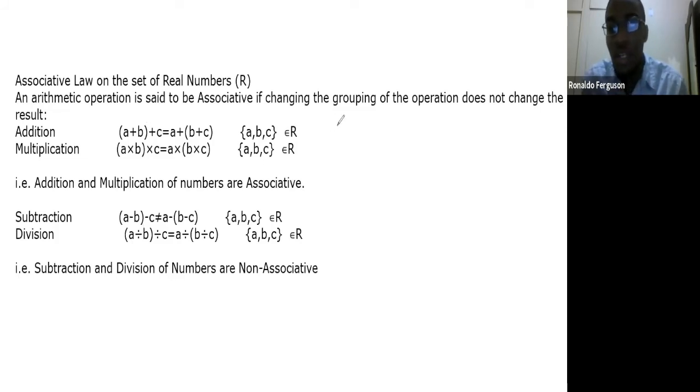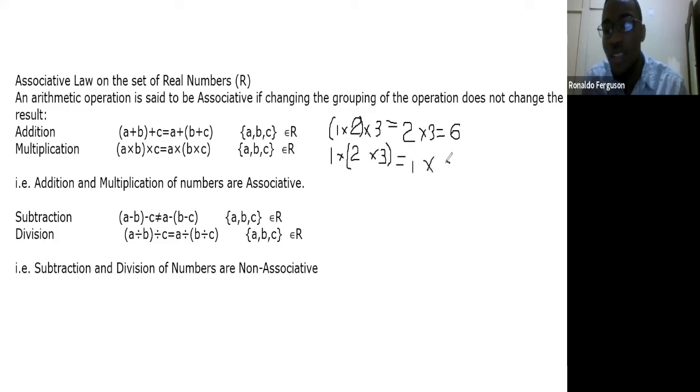So for example, let a be 1, b be 2 and c be 3. 1 times 2 times 3, I bracket the 1 times 2. 1 times 2 is what? 2. And so I get 2 times 3, and 2 times 3 is indeed 6. Now look at if I had started by multiplying 2 times 3 first. 2 times 3 is 6, and so I get 1 times 6, and then 1 times 6 is 6.